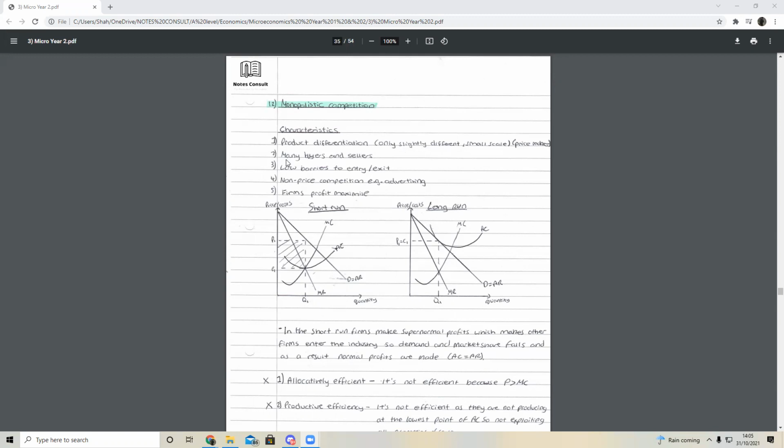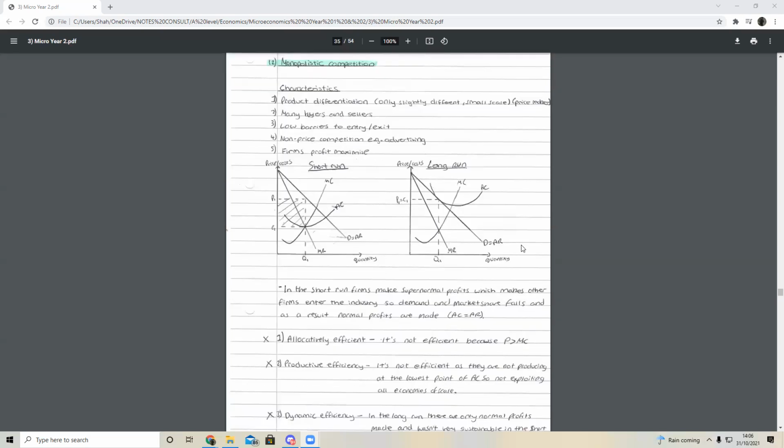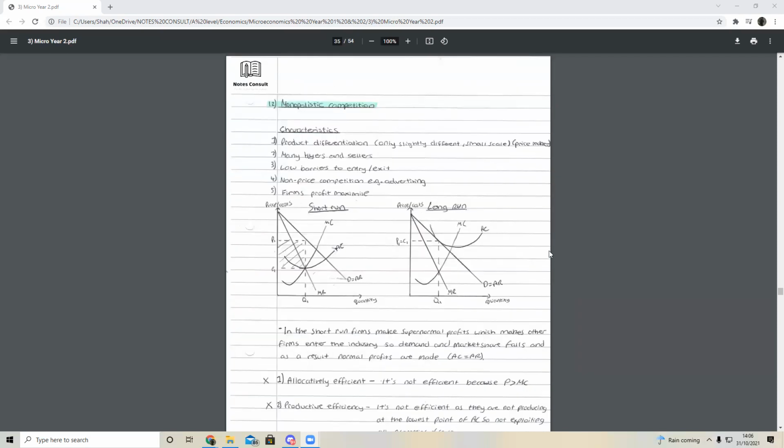Wait, hold on. I thought the firms were price takers. In monopolistic competition, they're price makers. That's why you see the demand curve is downward sloping like a monopoly. But isn't it just slightly downward sloping? Shouldn't it be elastic? I don't know, to be honest. Is that what they taught you? Yeah, that as you keep going, the higher the monopoly power, the more inelastic the AR demand curve becomes.